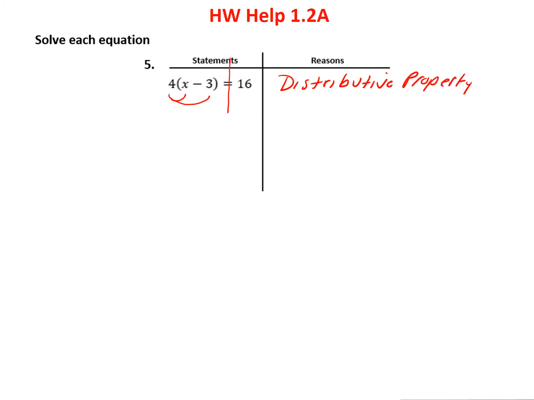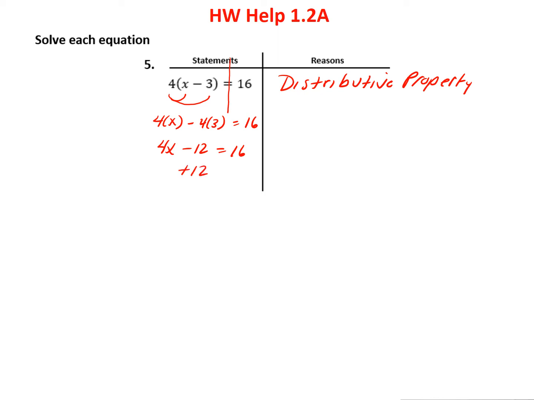And you notice that I get 4 times x minus 4 times 3, and that's going to equal 16. Okay, so this is simply 4x minus 12 equals 16. And now we're back to our two-step equation. We have the variable x being multiplied by 4 and then subtracting 12. So we undo the addition and subtraction first. So the opposite of subtracting 12 is adding 12.